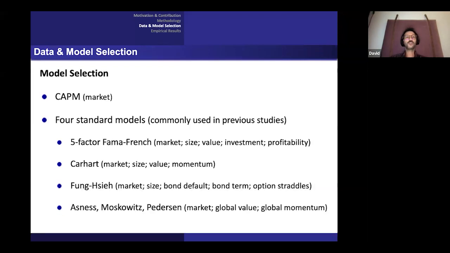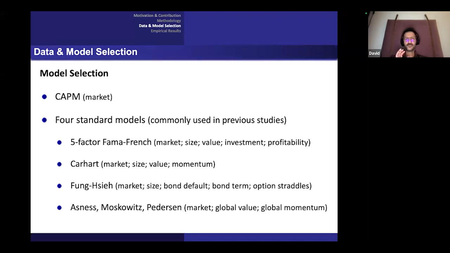Now, regarding the models, as I mentioned before, we start with the most simple model you can imagine, the CAPM, that has only one factor, which is the market. And this will be our benchmark model because it is the model that is the most likely to be ill-equipped to capture any of the alternative strategies the hedge funds load on in order to boost their returns.